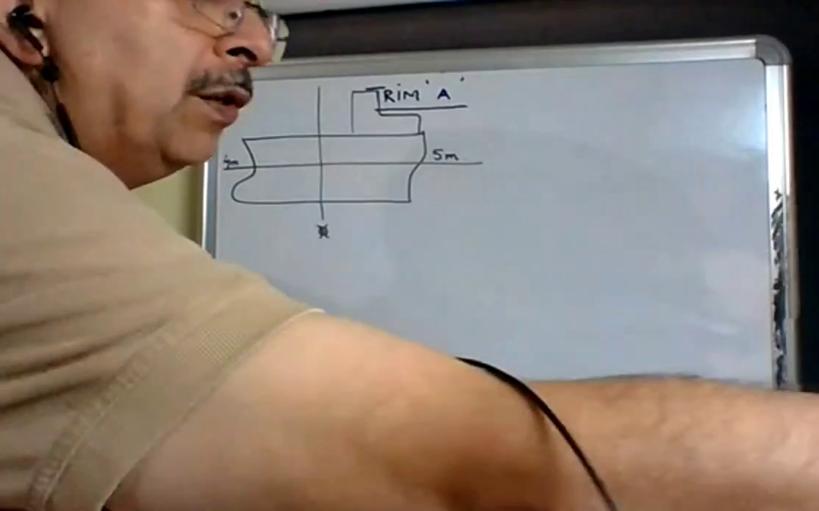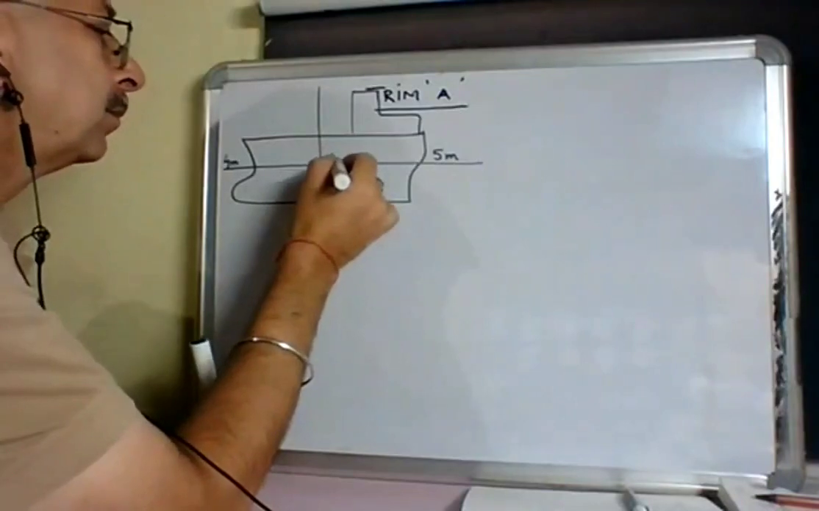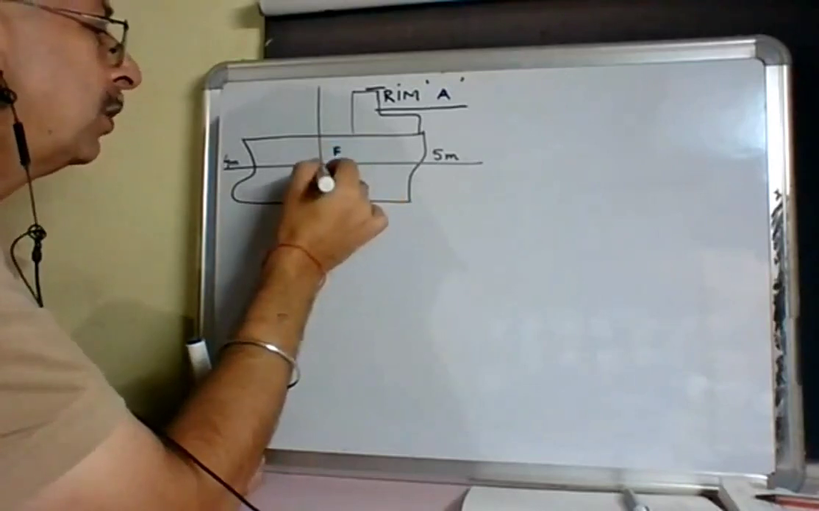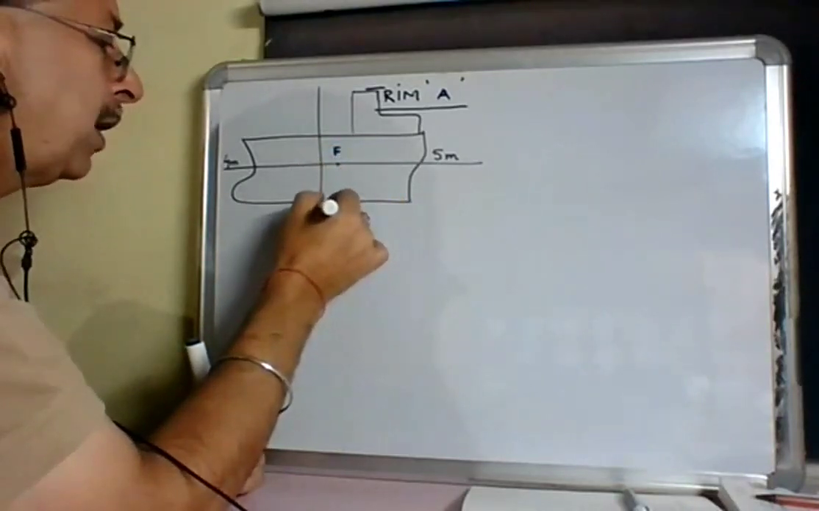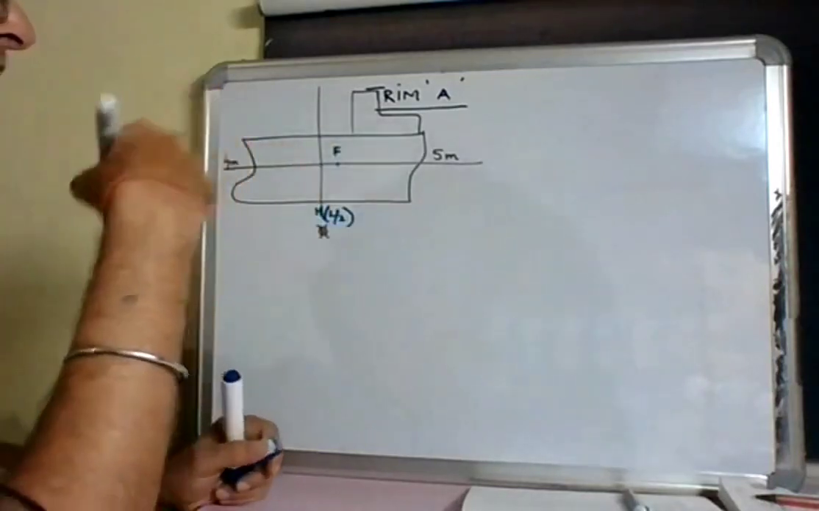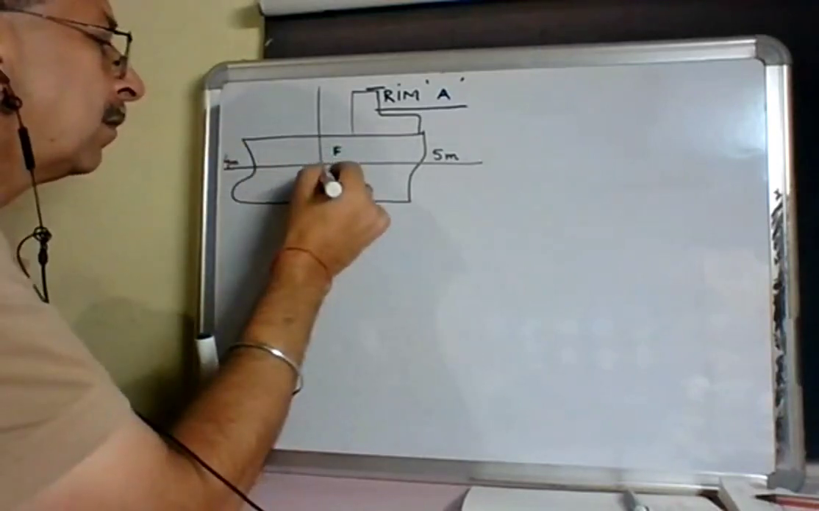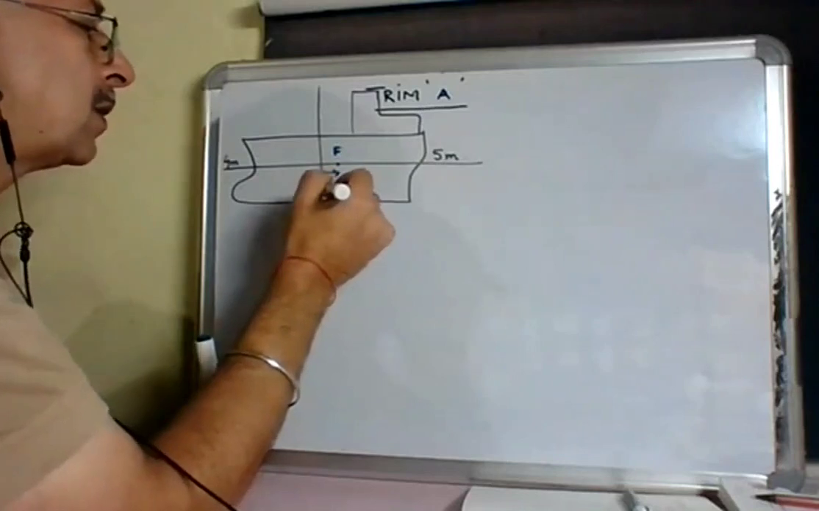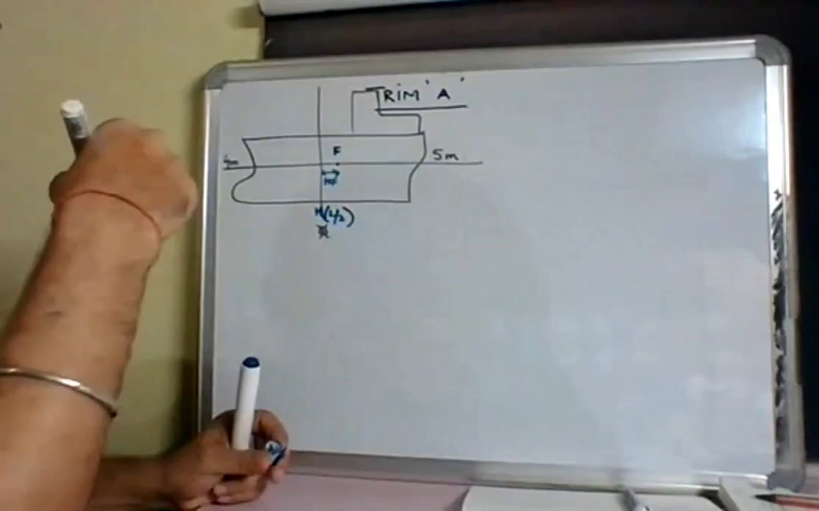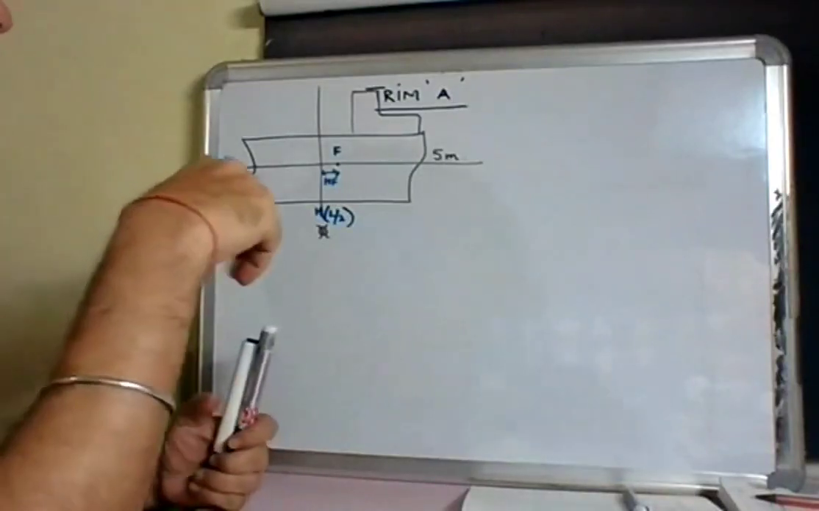The center of flotation is with respect to the midship. So this is the center of flotation. Midship is called H. H is nothing but L by 2, whatever is the LBP by 2. So this is HF, the center of flotation.